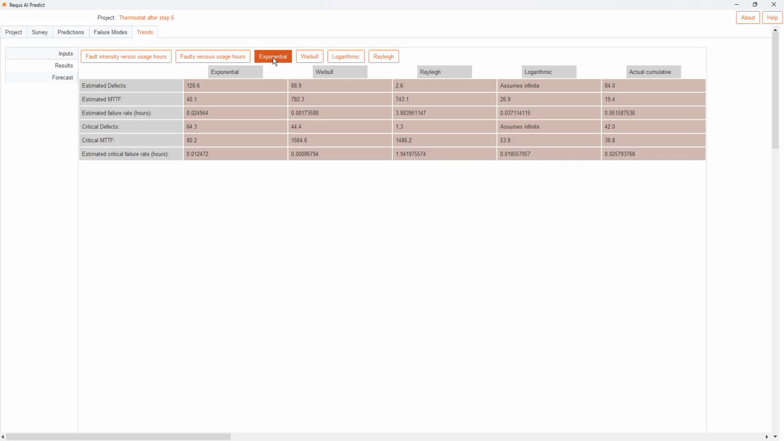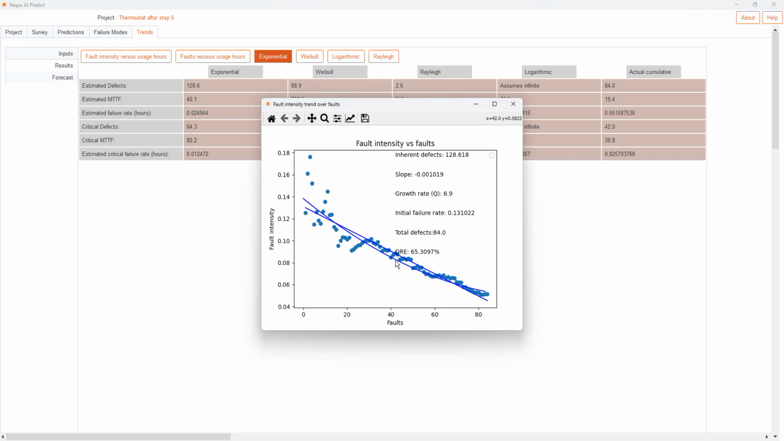All right, let's look at each of the models. This is the exponential model. It graphs through the fault intensity bubbles. So each one of those bubbles was a day of testing. It computes the total defects largely from this line. The DRE is the defect removal efficiency. So it's estimating that we're about 65% of the way through finding all of them.